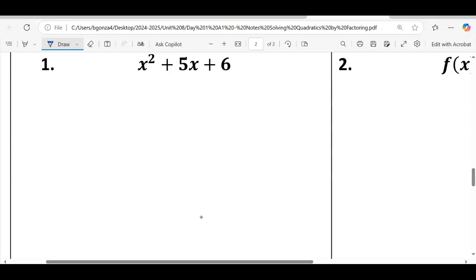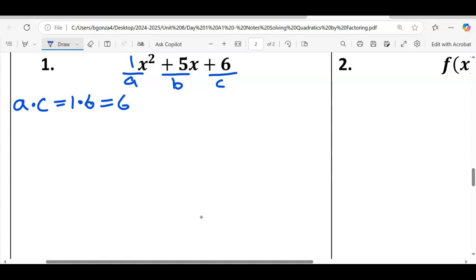Now, first of all, what are A, B, and C? I know B is 5. I know C is 6. But what's A? What number is there? No number means what? Y'all remember this? No number, look where I'm pointing. No number means 1, right? If there's nothing in front of x, that's a 1x, right? Okay, so A is 1, B is 5, C is 6. So AC, A times C, is 1 times 6. What's 1 times 6?